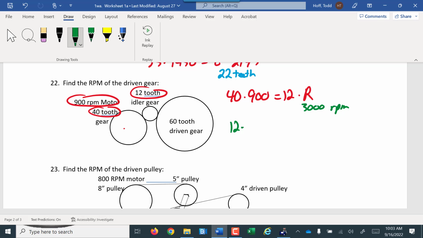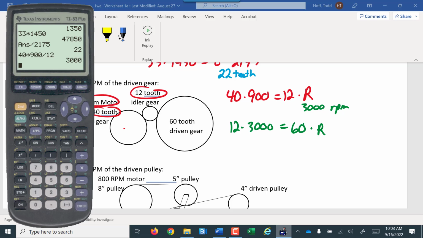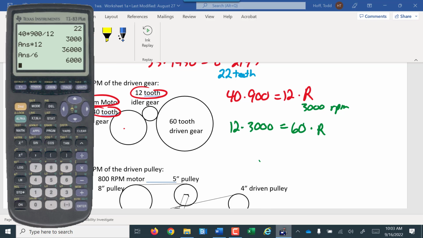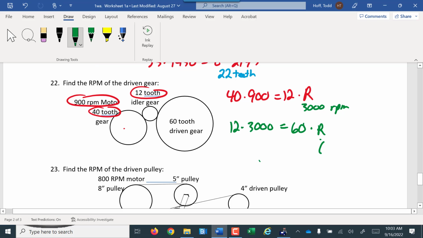So that's 12 times the 3,000 equals 60 times that RPM. We'll just call that R again. So 12 times 3,000, and then divide by 60. Gives us 6,000 RPM. Look right there. No, you forgot your 0. You just divided by 6. Ah, there we go. So 600. Thank you.